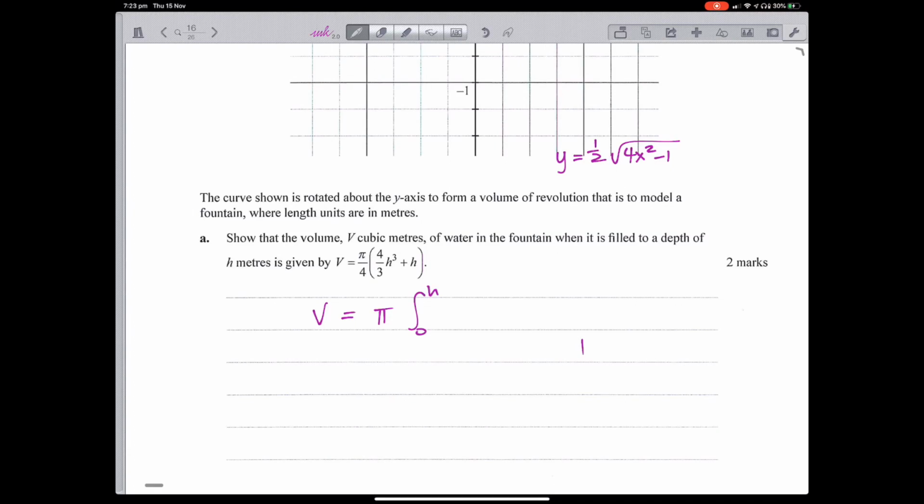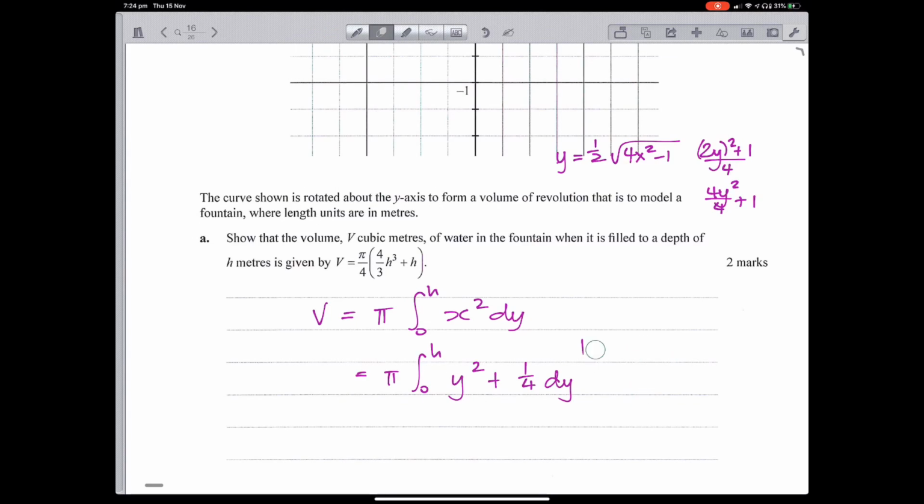Okay, so I'm going to get 2y squared plus 1 on 4. So 4y squared on 4 plus 1 on 4. Okay, so x squared dy, which is pi, 0 to h. It's just y squared plus 1/4 dy. Okay, so that's our function. What the hell is wrong with this stupid thing?